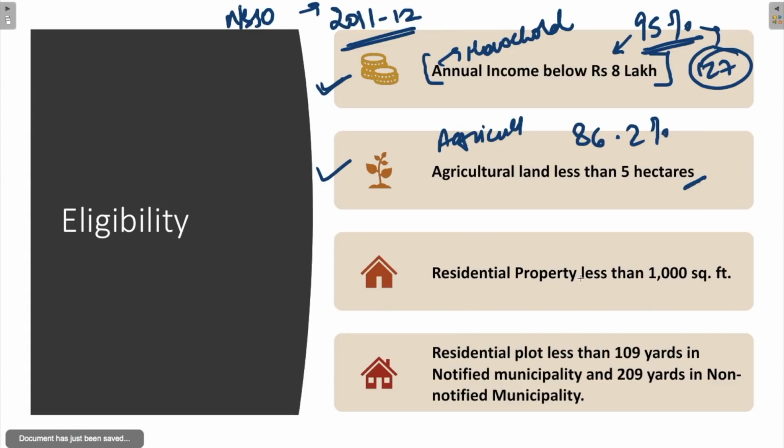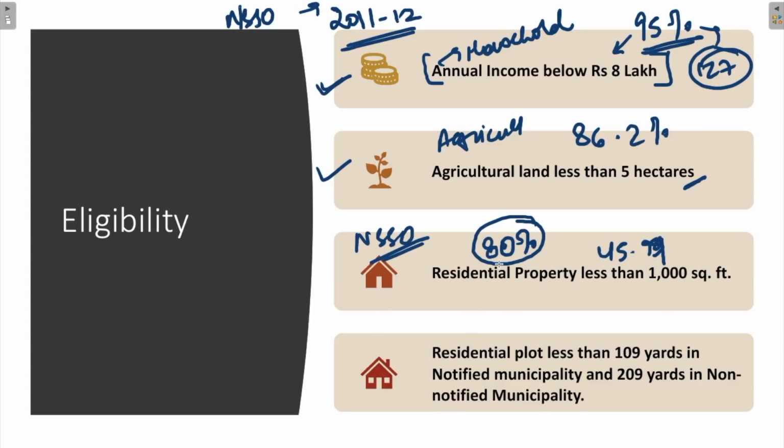Next is the current residential property, which should be less than 1000 square feet. So this tells about the house in which you are living. To be eligible for this reservation, the residential property should be less than 1000 square feet. Again, according to the National Sample Survey Office report, at least 80% and at most 90% would be eligible for this residential property less than 1000 square feet. So this means that around 95% of the Indian population after this quota bill would be covered under either one or other quota or reservation.